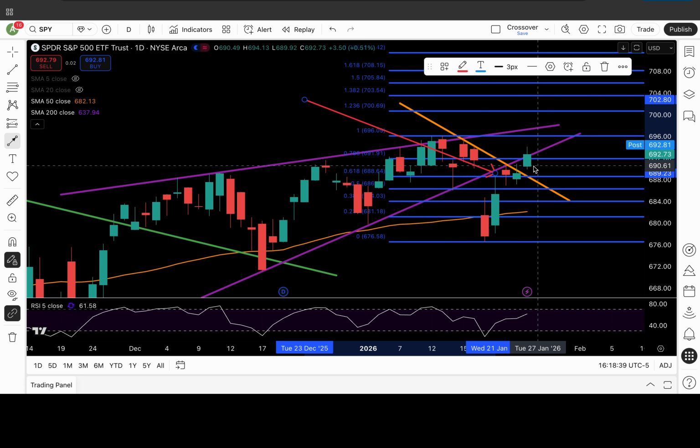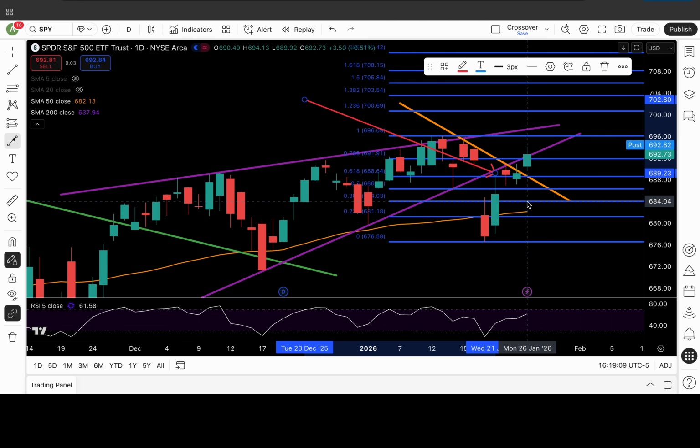So breaking down 691 would be the trigger to enter puts. You bet to the downside. What would be my targets? Well, below 691, I have 689.8, 688.6. These are some new levels. 686.3, and I have another fib level around 684-ish. There's a very, very good chance that we could drop below that, but those are the targets that I have for now.